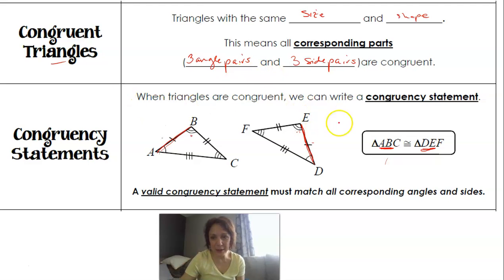Right? So if I go BC, that should match up with EF. Let's see. BC is here. EF is here. 2 tick marks, 2 tick marks. Right. And then of course there's one side left. To get the last side, you go like this. You take out the middle letter.